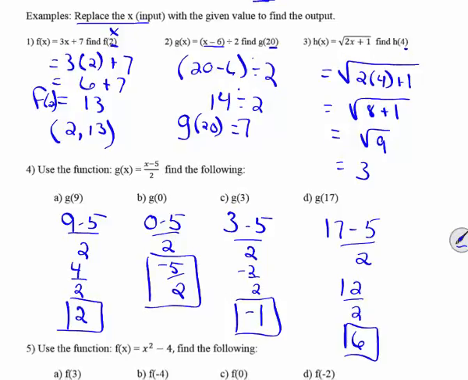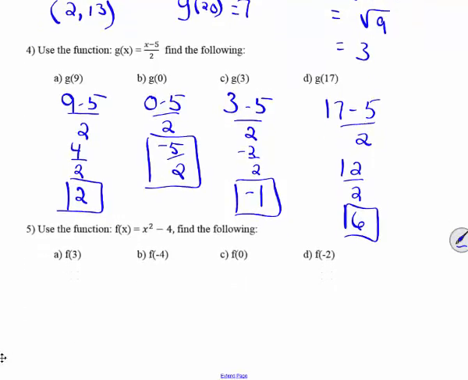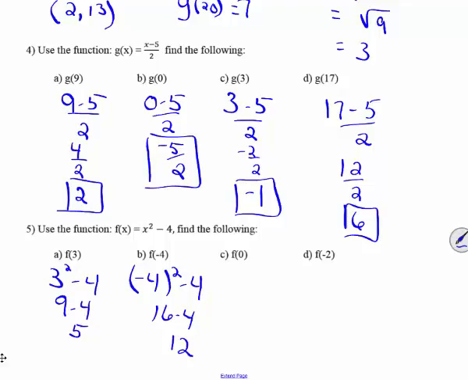Okay, let's try one more. So now we have the function x squared minus 4, and we want to find the following. So remember, if x ends up being a negative, you have to put it in parentheses in your calculator. But let's go through this first. So we're going to have 3 squared minus 4. 3 squared is 9. 9 minus 4 is 5. This is going to be negative 4 squared minus 4. Negative 4 squared is 16. 16 minus 4 is 12.